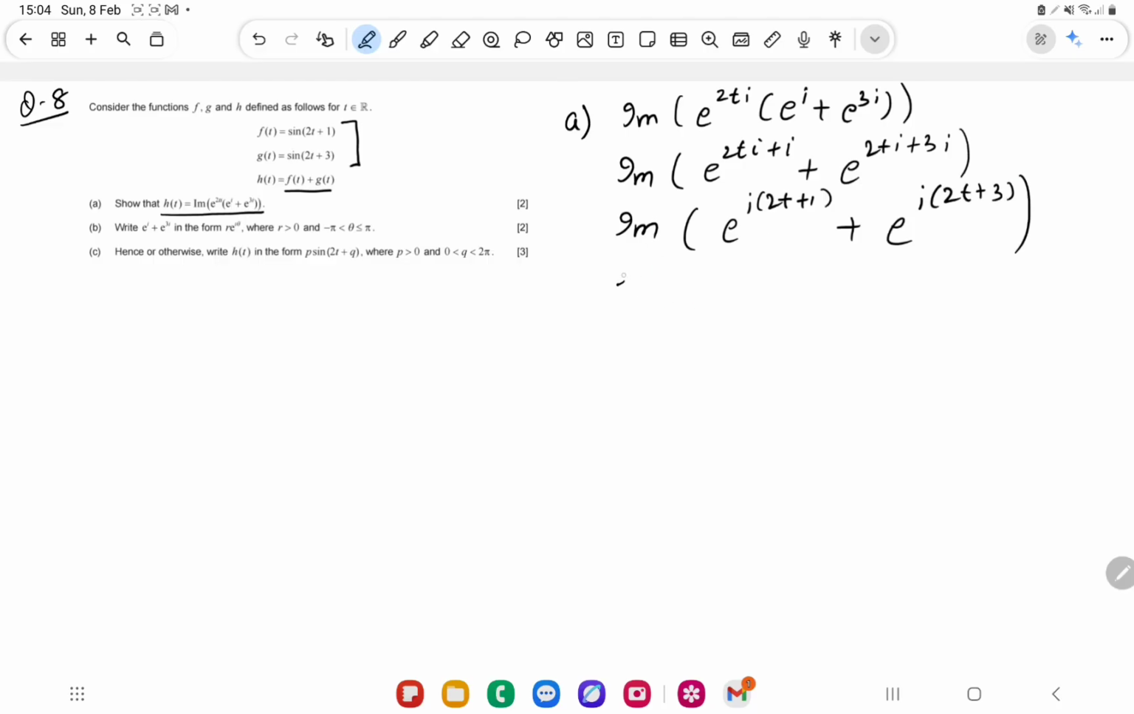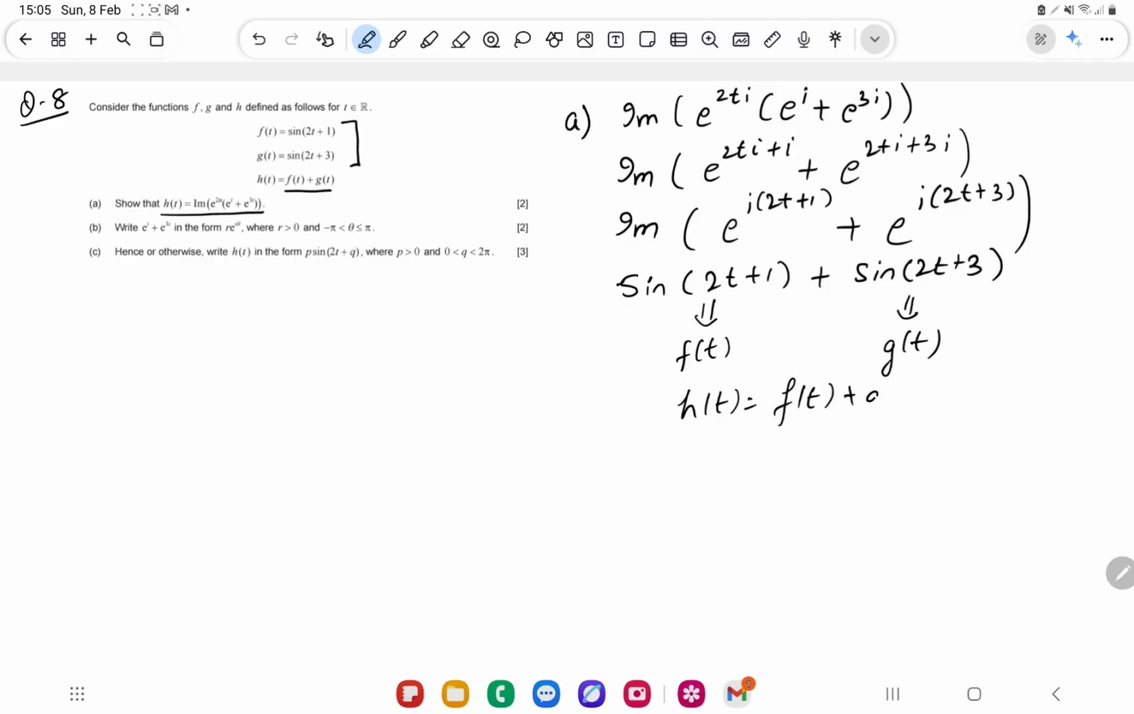And since they are the imaginary parts, I can write them as sine(2t plus 1) plus, for the second one, sine(2t plus 3). And if you see, this is nothing but f(t) and this is g(t). And it was given to me that h(t) is the sum of f(t) plus g(t). So this is how I can solve A part.